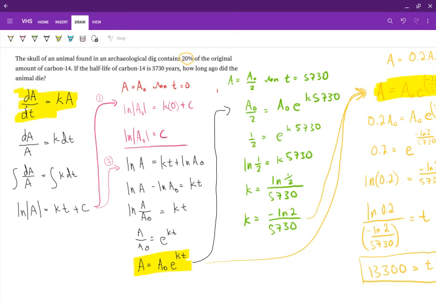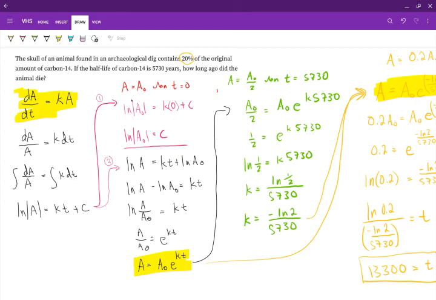Starting with the idea that this is a differential equation, we do some algebra, integrate both sides, and get our integral here. The integral of 1 over A is natural log of A. The integral of k dt is kt. And we add C because we just integrated.